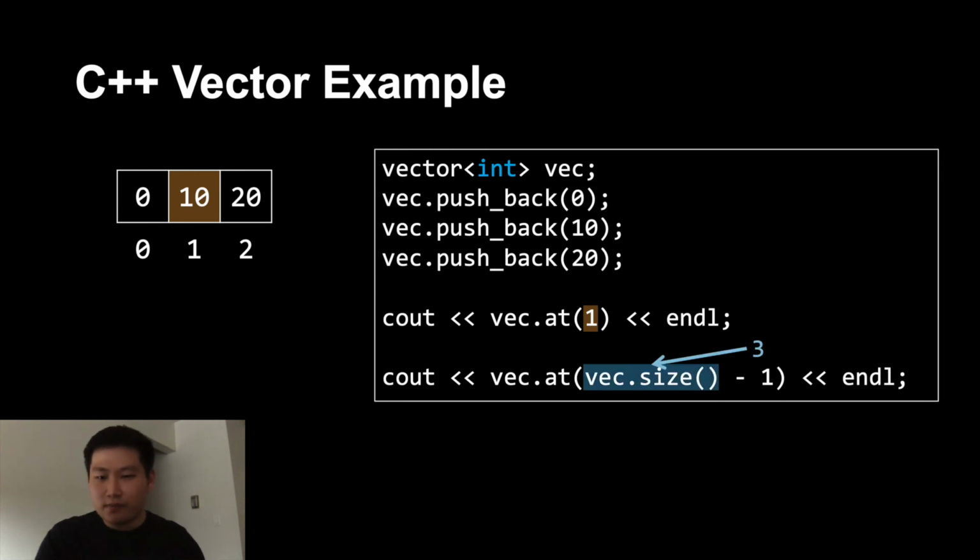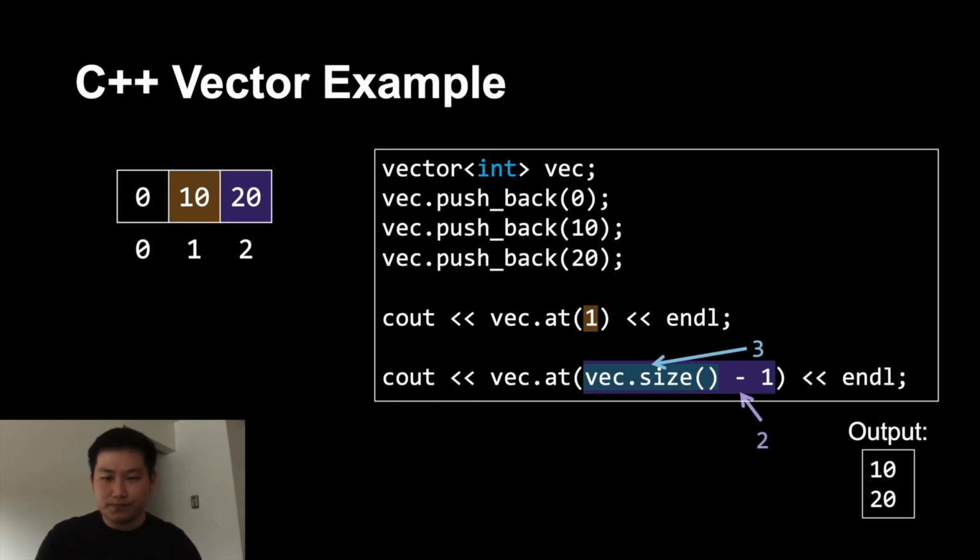And here's why. vec.size() returns 3, right? There are 3 elements inside of this vector right now. So if we want the last element, it's actually 1 less than 3, since C++ indexing starts at 0. So vec.size() minus 1 gives us 2, which is the last element inside this vector. So therefore the output of the code snippet will be 10 and 20.